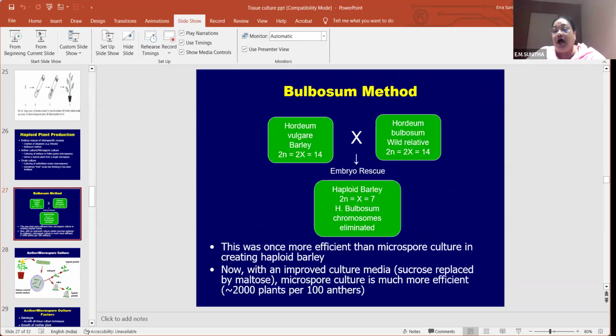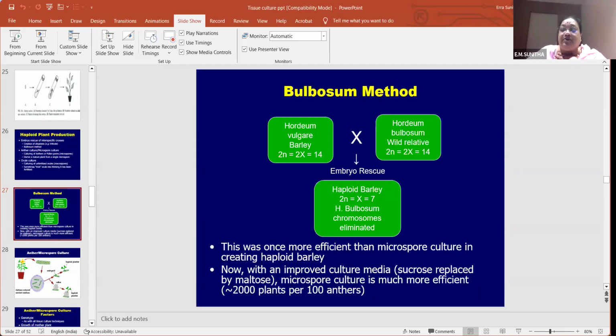So how have they rescued the embryo? They have taken two things. One is Hordeum vulgare, and this is barley. One is a wild variety. The wild variety means the one that belongs to the forest. Now we are domesticating it and eating that. So the wild variety is Hordeum bulbosum and this is Hordeum vulgare. They do crossing between these two.